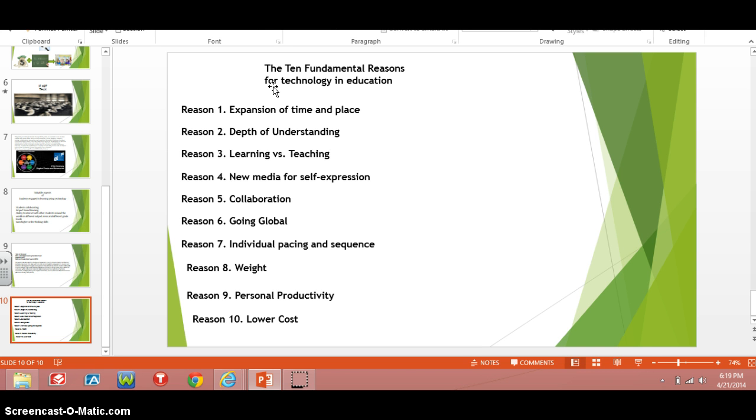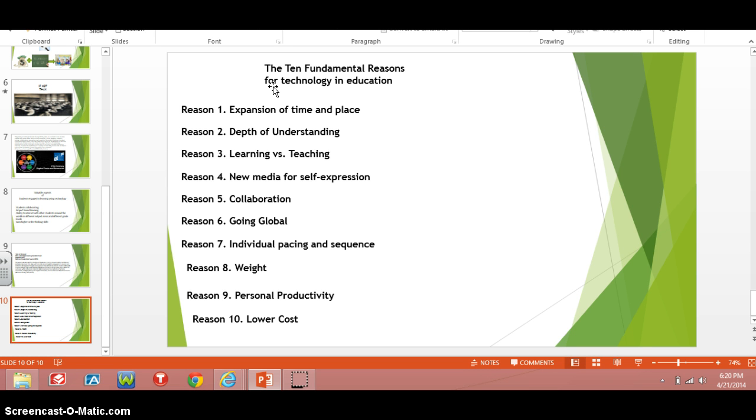Reason 8, weight. Textbooks and binders are heavy. A laptop computer is relatively light in weight, and it provides access to an infinite amount of material via its own storage and the internet. Reason 9, personal productivity. Students need productivity tools for the same reasons we do. They need to have the ability to read, write, communicate, and organize. Even if they've never used them in a classroom, portable personal computers will make a student's and a teacher's life more effective.